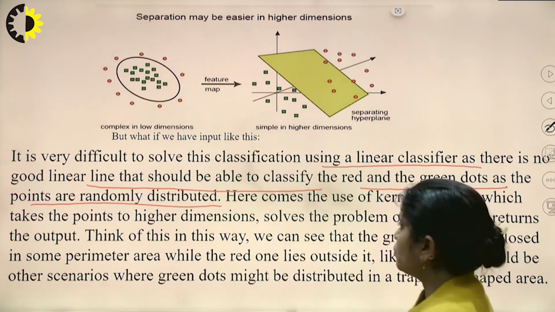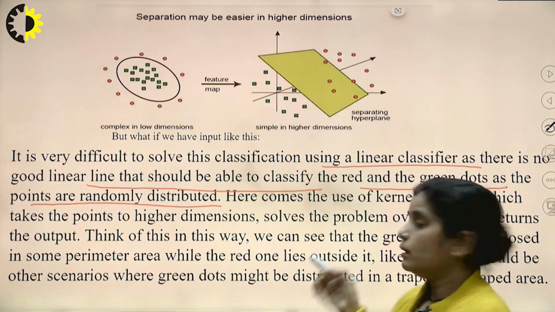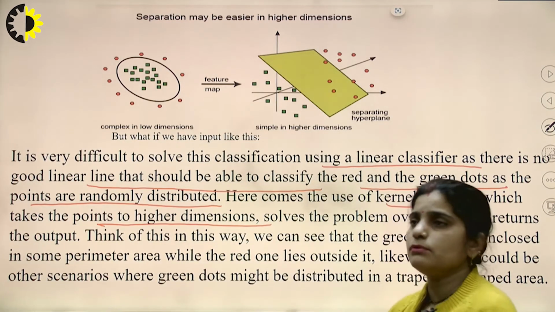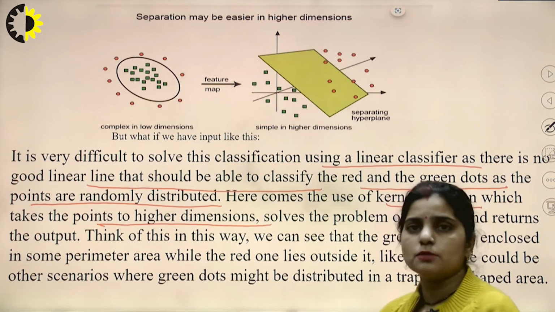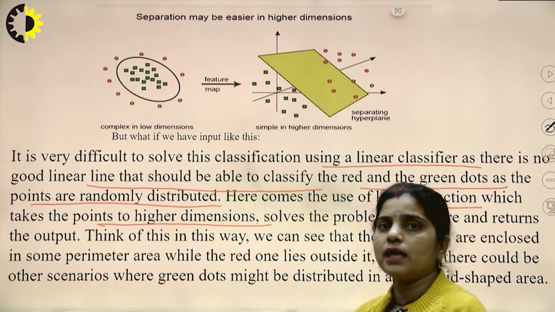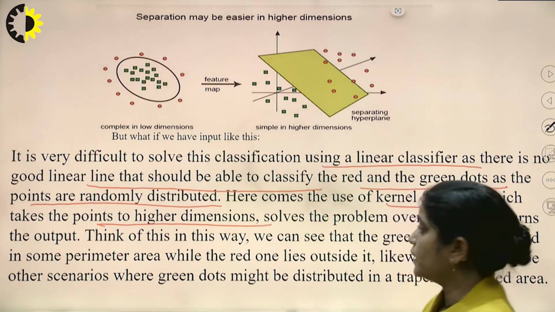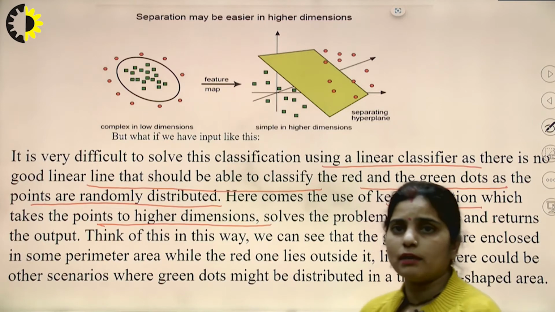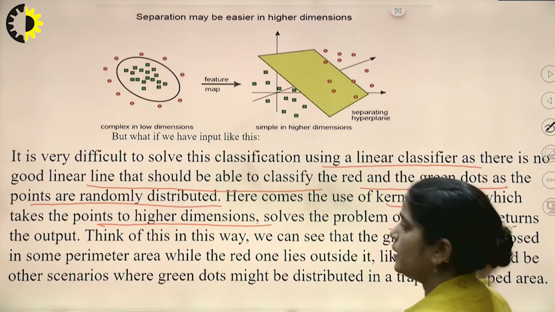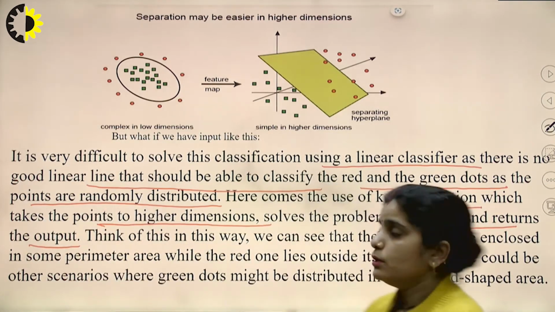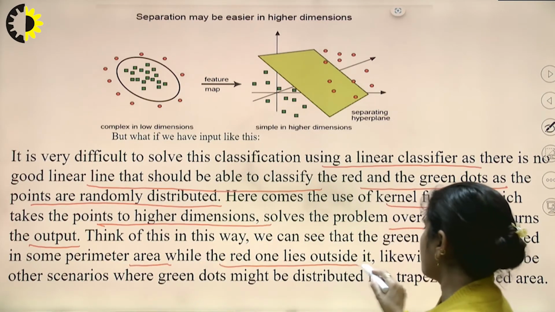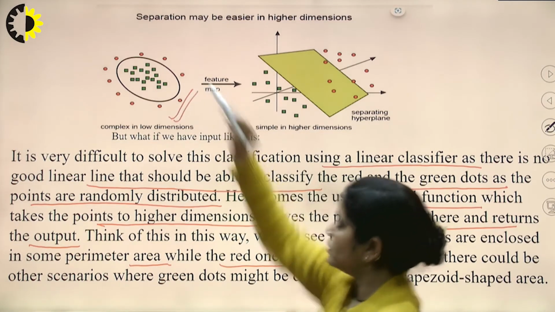So what we do, we use the kernel function here which takes the points to higher dimensions. Why do we use kernel methods? Because if in the actual or low dimension we can't classify the data easily, then we use a kernel function which takes the points to the higher dimensions and solves the problem over there, and then returns the output here. So here we can see that the green dots are enclosed in some perimeter area while the red ones lie outside it, in the low dimension.